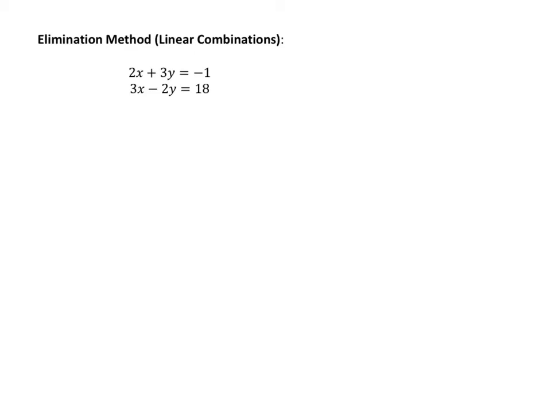The elimination method, otherwise known as linear combinations, is one that not a lot of students like until they start to recognize that sometimes it really is the easiest method. And the purpose of the elimination method is to add your two equations together so that you can eliminate one of the variables. So I always tell people, before you do anything else, mentally add your equations together.